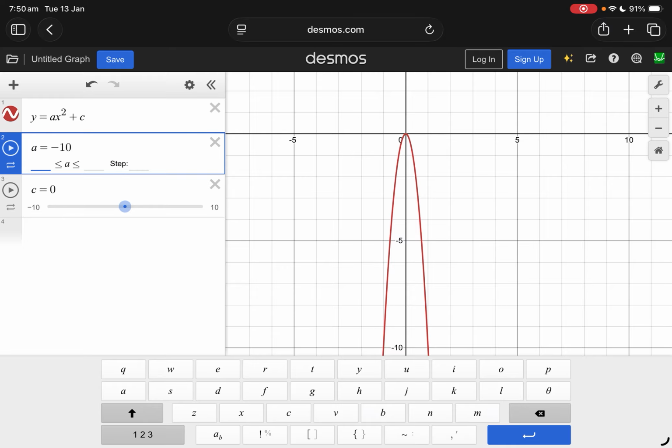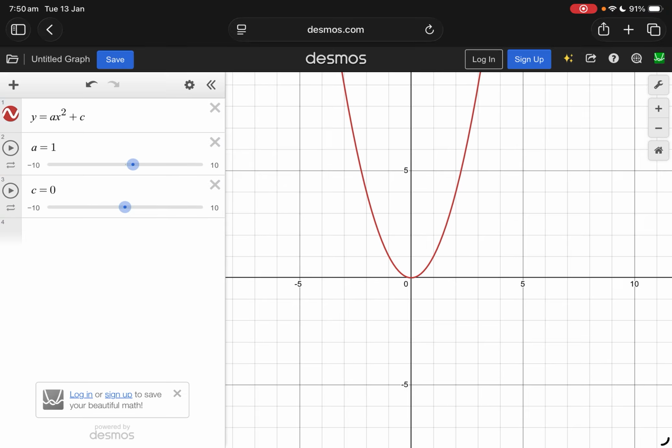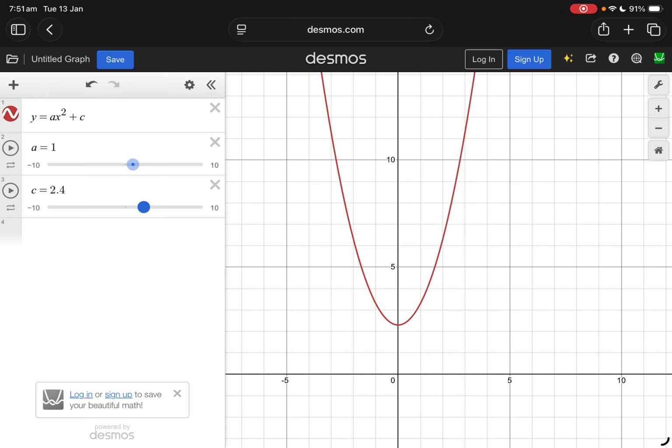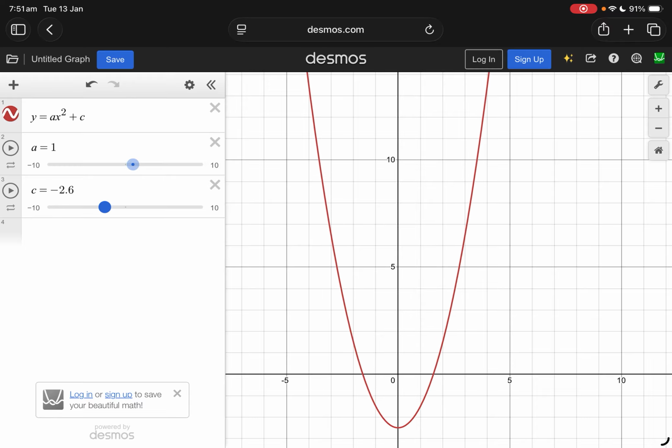Now, if we go back to the original form up here, we can also change this value at the end. This is the constant. This is one of the main transformations I'm going to talk about. There are other ones, but most of them are outside of the scope of this course. We're just going to be sketching basic parabolas here and basic quadratics. So if I change this value, it will shift my graph up and it will shift the graph down.